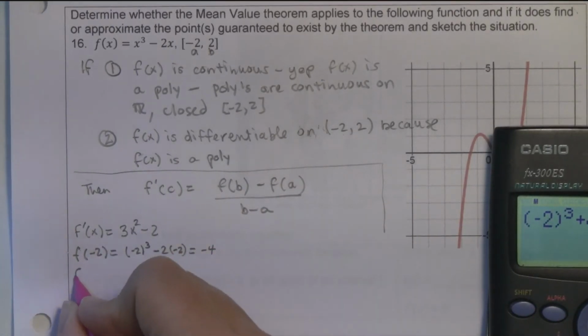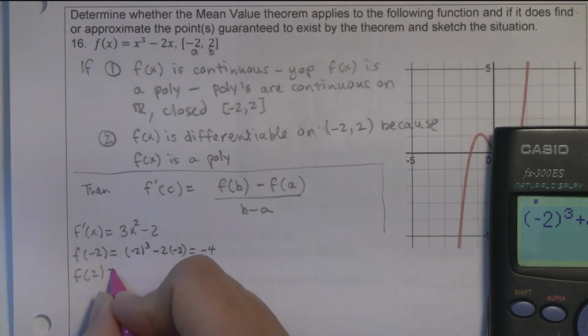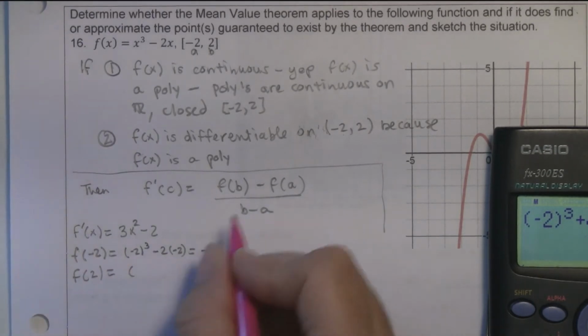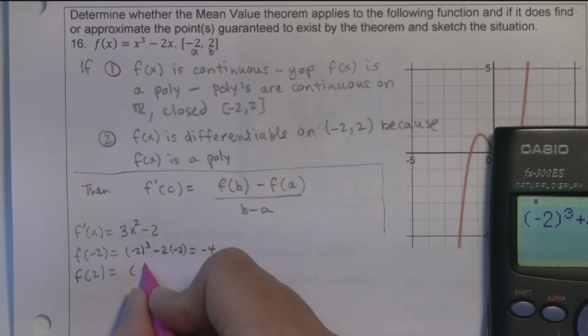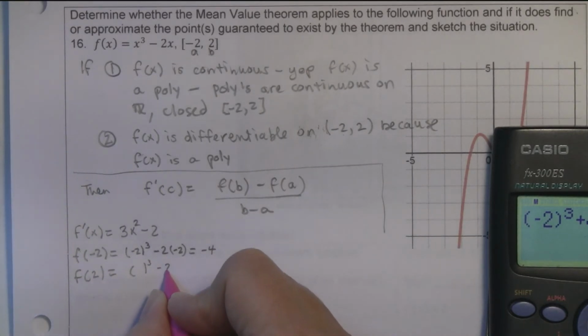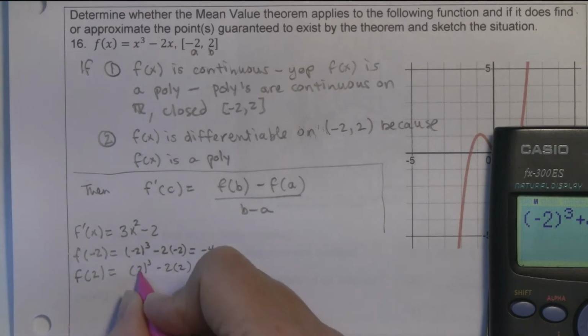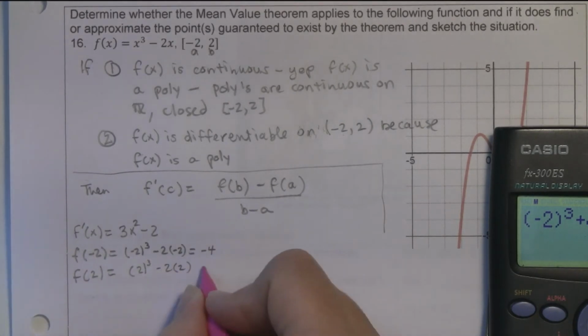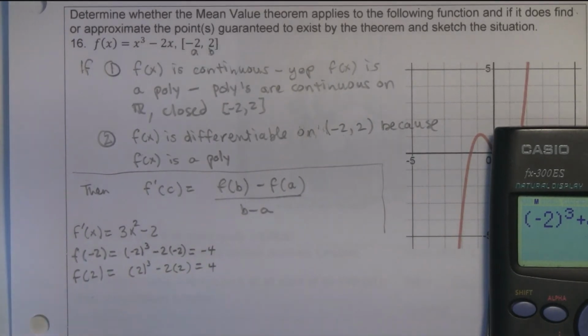And then f at 2, I'm just setting up the things I need. I'm going to then plop them in here. So this is 2 cubed minus 2 times 2 here. So this is 8 minus 4, which is 4. Okay.